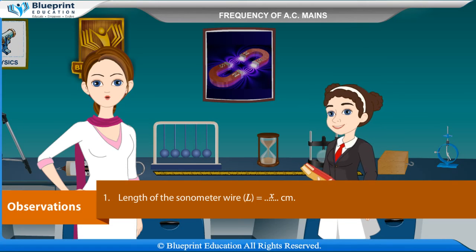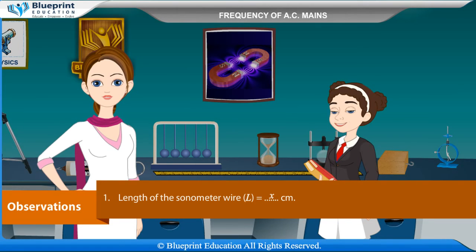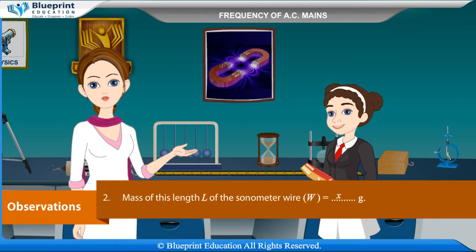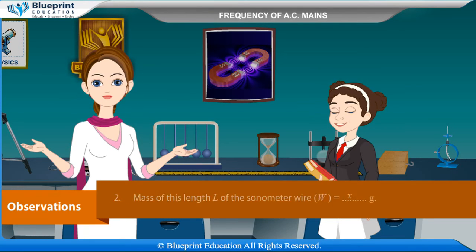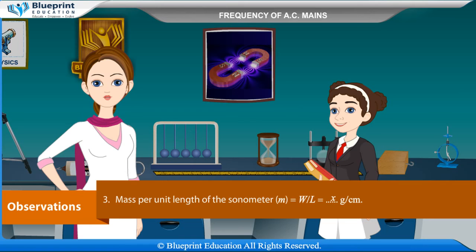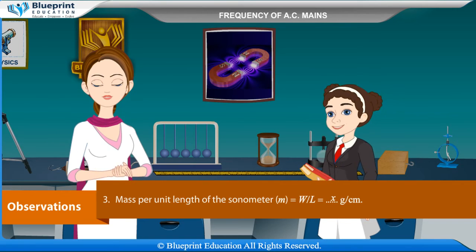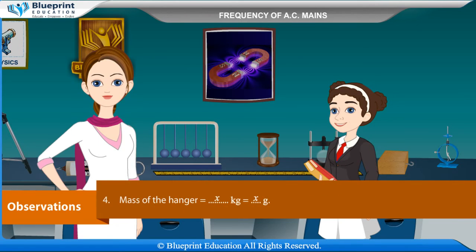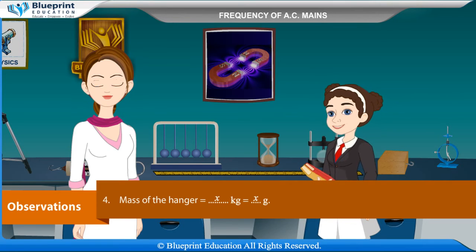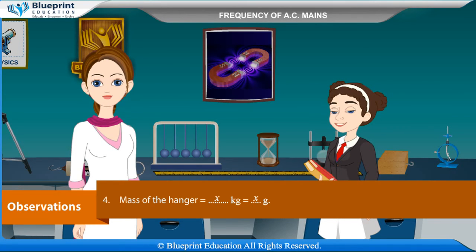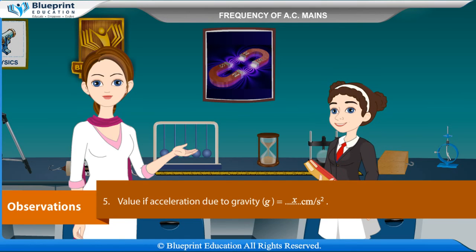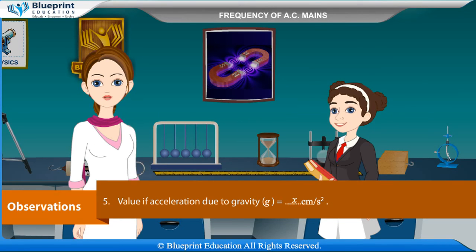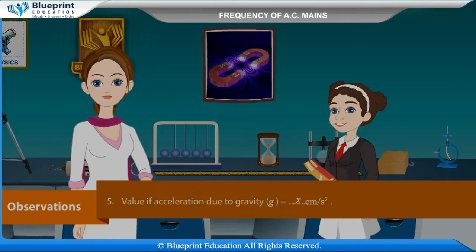Observations. Length of the sonometer wire, L, is equal to x centimeter. Mass of this length L of the sonometer wire, W, is equal to x gram. Mass per unit length of the sonometer wire, M, is equal to W by L, is equal to x gram per centimeter. Mass of the hanger is equal to x kilogram, is equal to x gram. Value of acceleration due to gravity, g, is equal to x centimeter per second square.